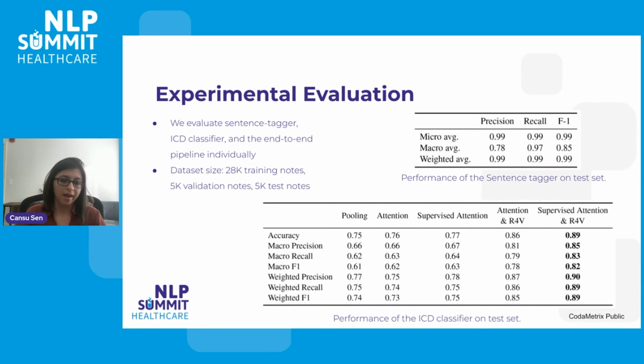So the table we have at the bottom of the page shows the performance of the ICD classifier. This table has 5 different columns, and each column shows the performance of a slight variation of the base model. But I'm not going to go into details of each of these model variants. The model I described in the previous slide corresponds to the last column, and that's the one where we get the best performance for the ICD classifier.